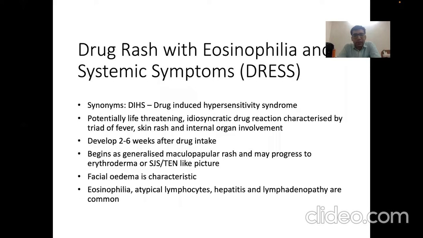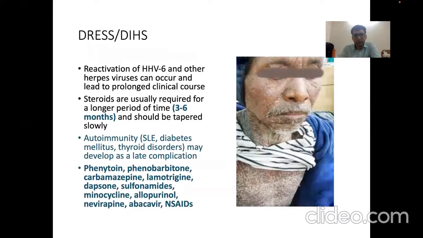Next one is drug rash with eosinophilia and systemic symptoms, also known as DRESS, also known as DIHS, that is drug-induced hypersensitivity syndrome. This life-threatening idiosyncratic drug reaction is characterized by a triad of fever, skin involvement, and internal organ involvement. It develops 2 to 6 weeks after the drug intake, mainly seen in patients taking dapsone. It begins as a generalized maculopapular rash and then progresses to erythroderma. Facial edema is characteristic. Eosinophilia, atypical lymphocytes, hepatitis, and lymphadenopathy are common. Reactivation of HHV6 virus can lead to a prolonged clinical course.